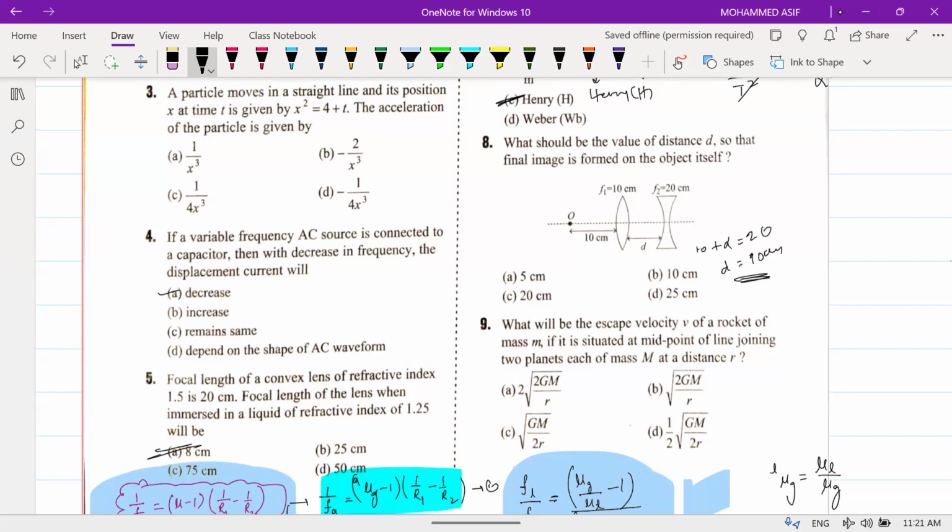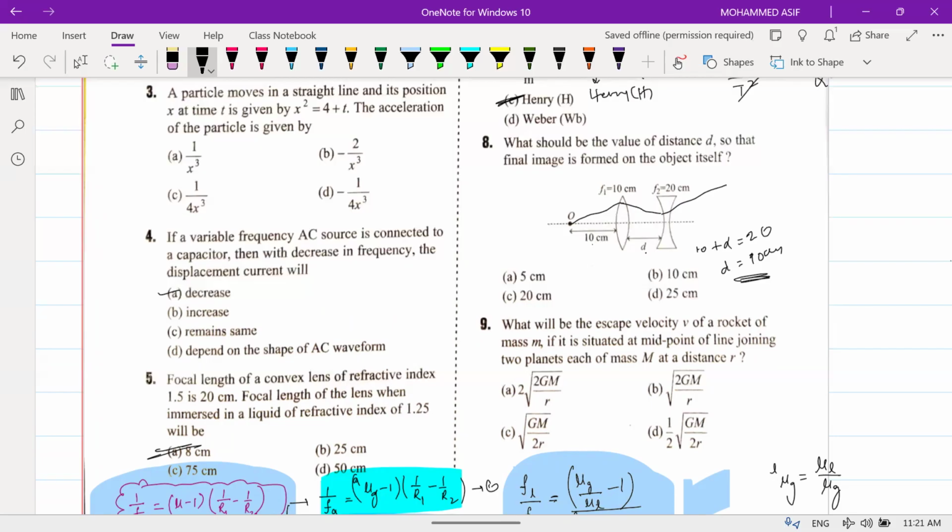Okay, because if the object is incident on this one, if I draw the ray diagram, it will converge here and diverge here, right? If I insert this one backward, again the image is formed on the same side, isn't it? That means the focal length of this one is 20 centimeters. So this 10 plus d must be equal to how much? Radius of curvature.